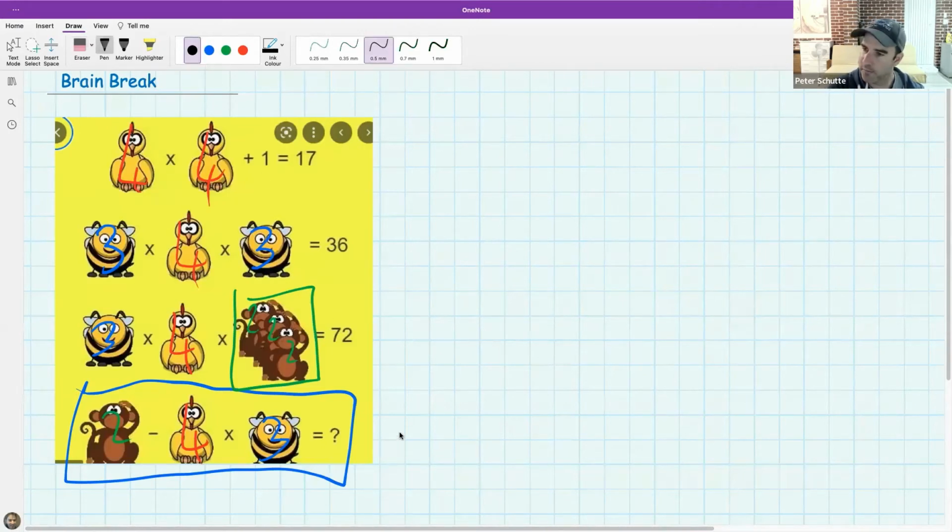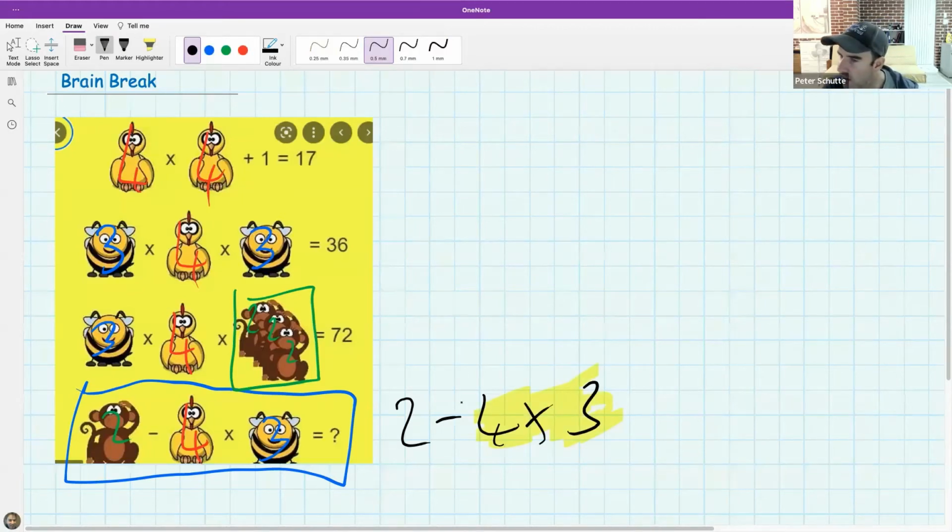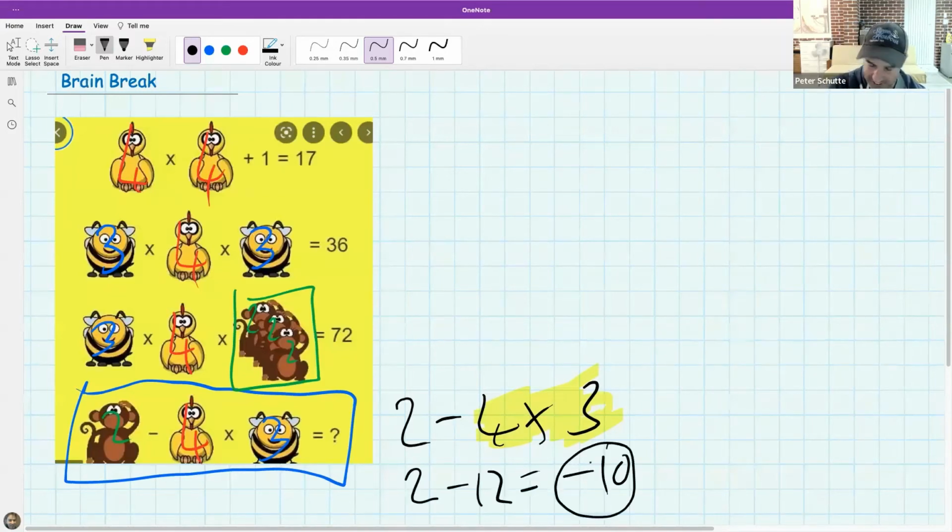So BODMAS says we need to apply this last bit in the correct order, and what we need to do is do that before we subtract. So who's got the answer? Lots of you do. Okay, so I see there's a whole bunch of you already. And so the final answer is minus 10.